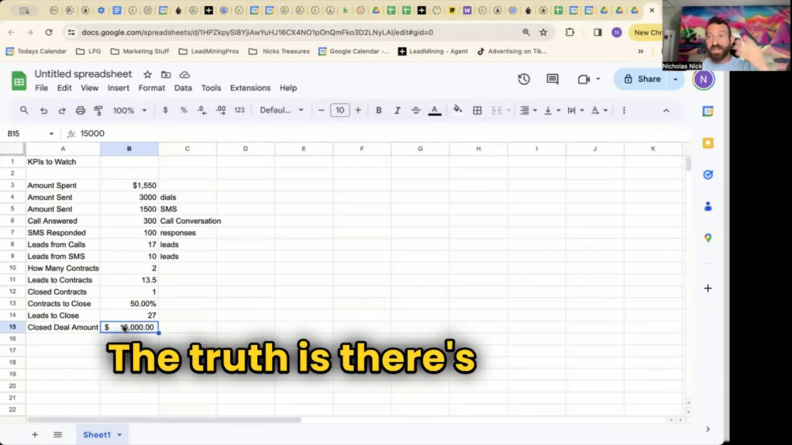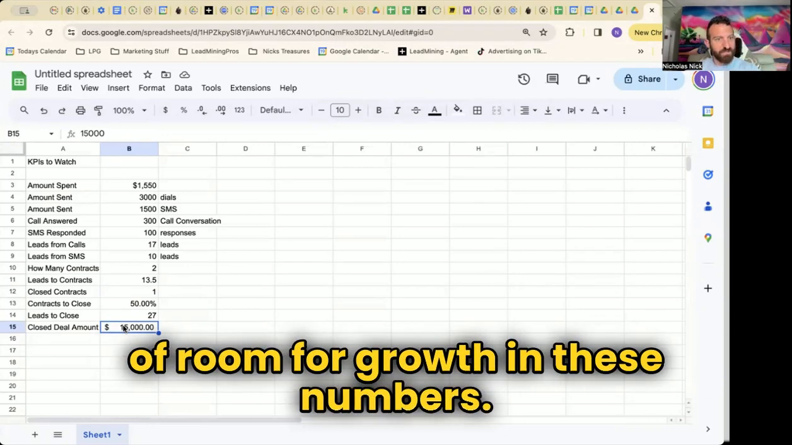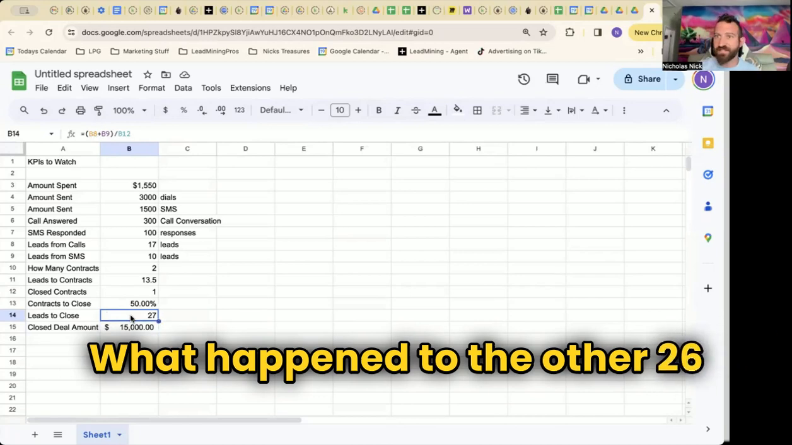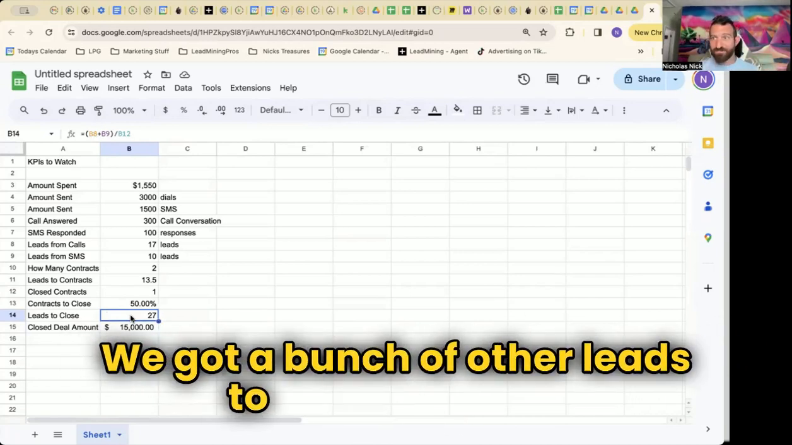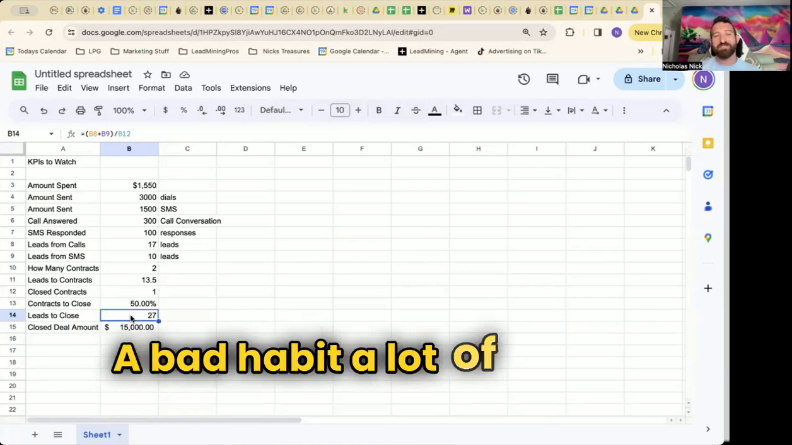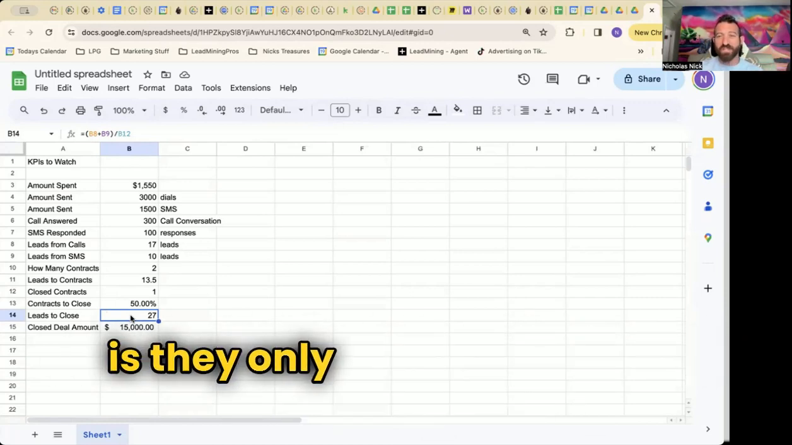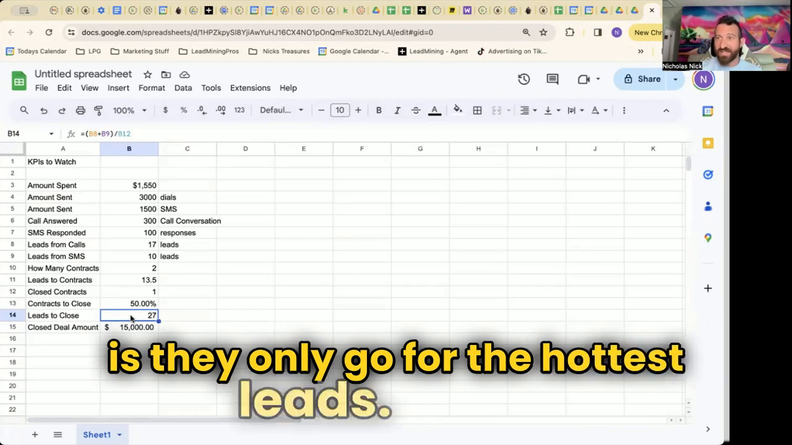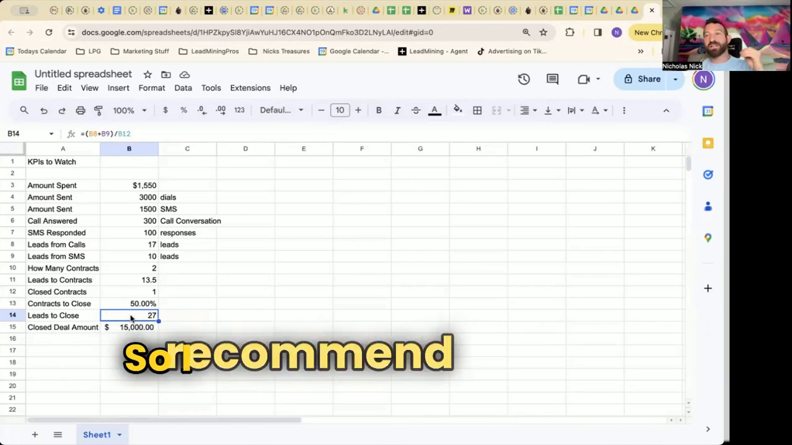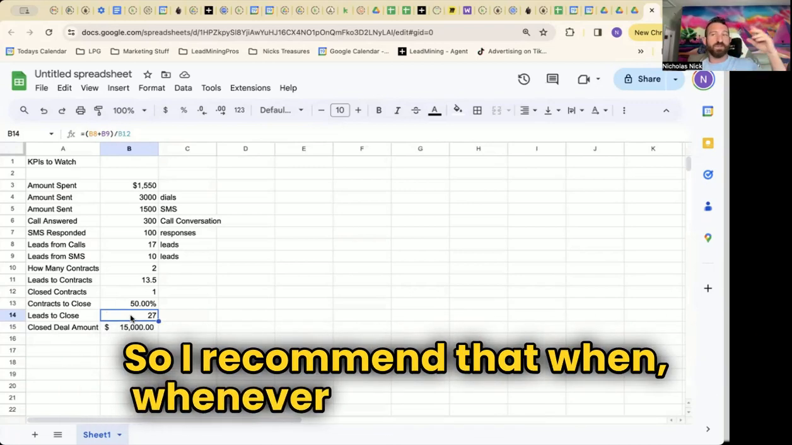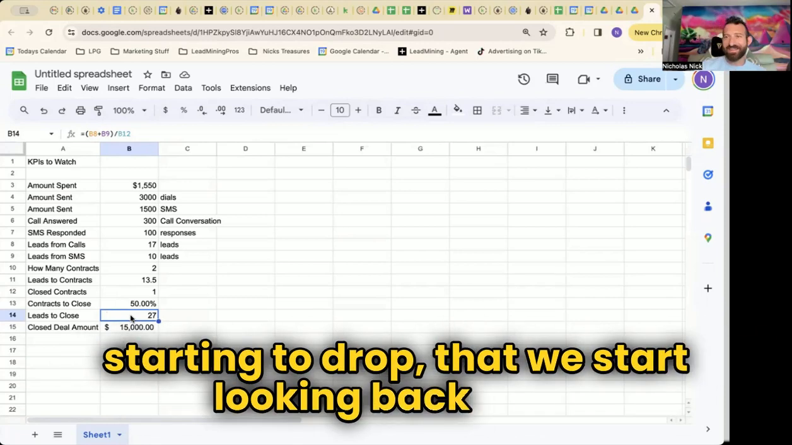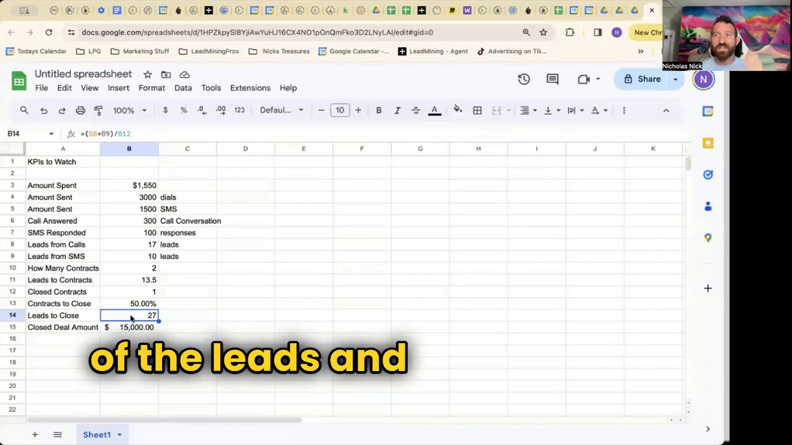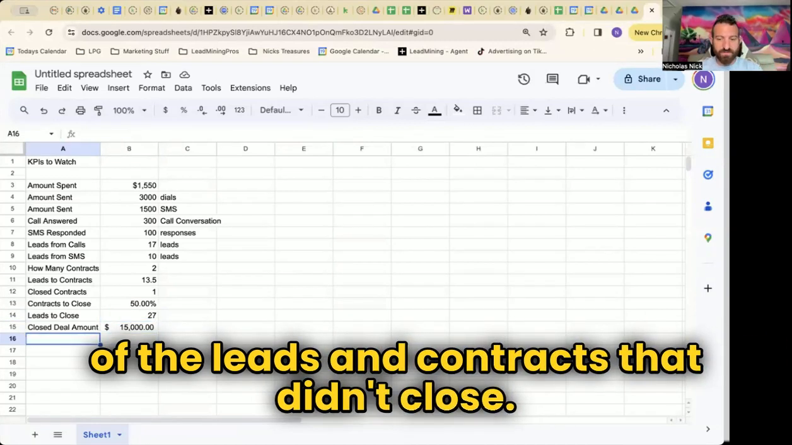Now, the truth is there's actually a lot of room for growth in these numbers. What happened to the other 26 leads, right? Great question. We got a bunch of other leads to follow up with. A bad habit a lot of investors have is they only go for the hottest leads. So I recommend that whenever your lead flow is starting to drop, we start looking back at all of the leads and contracts that didn't close.